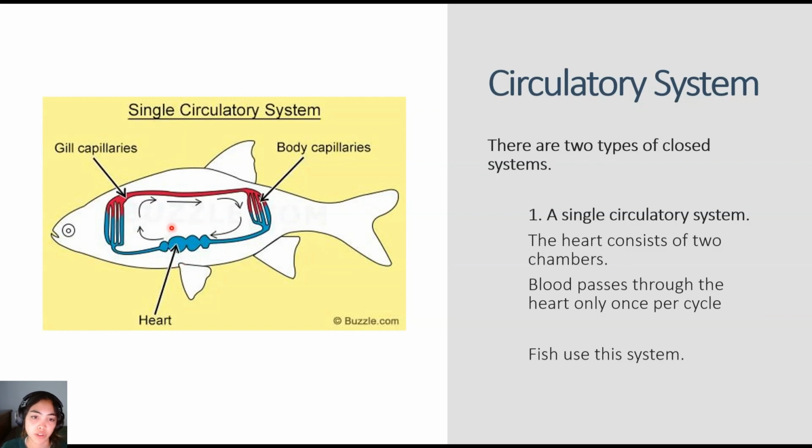So we have two types of closed systems. This is a single circulatory system, so it consists of a heart that has 2 chambers, and blood passes through this only once per cycle. So fish use this system, as you can see here, pumping blood to body capillaries, so whatever different body parts are going to need the nutrients and everything. Then it comes through into the gills, so their version of lungs, to oxygenate and deoxygenate the blood, and then finally going through the heart as well.